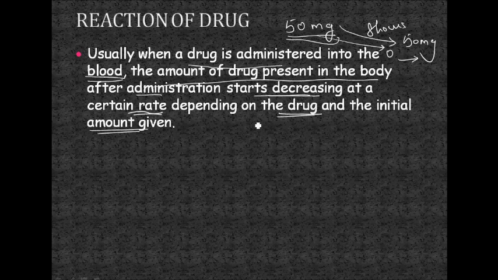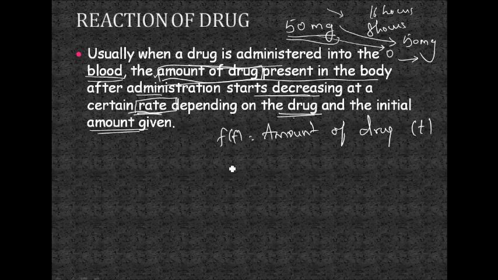So if you are given 100 milligrams, maybe it's not going to take 16 hours, it will take the same 8 hours, but the rate would be faster or slower. So it all depends on the drug and the initial amount given, and there are so many constraints on this thing. But the basic idea is there is a rate of decrease of the amount of the drug inside our body. So if you can model the amount of drug with f of t as the amount of drug at any particular time, then f dash of t would be the rate at which the amount of the drug inside the blood starts decreasing.